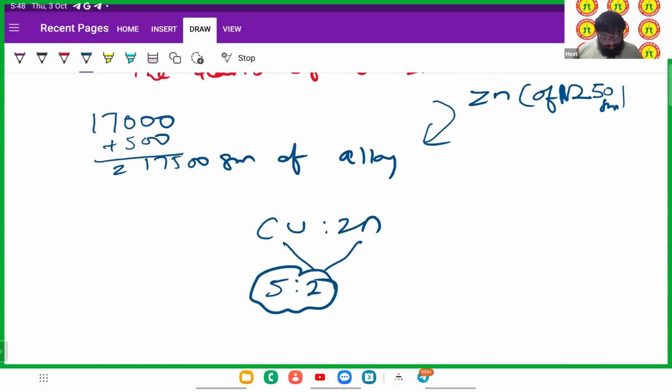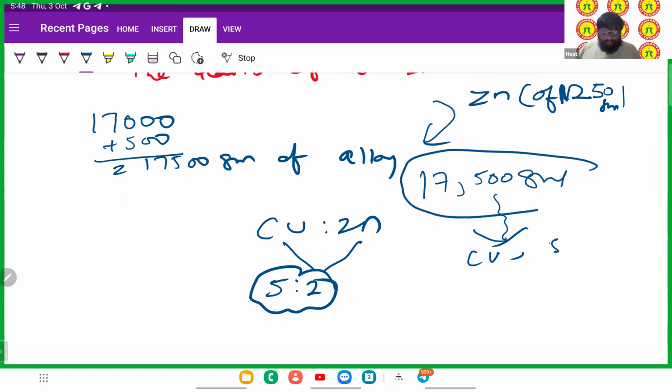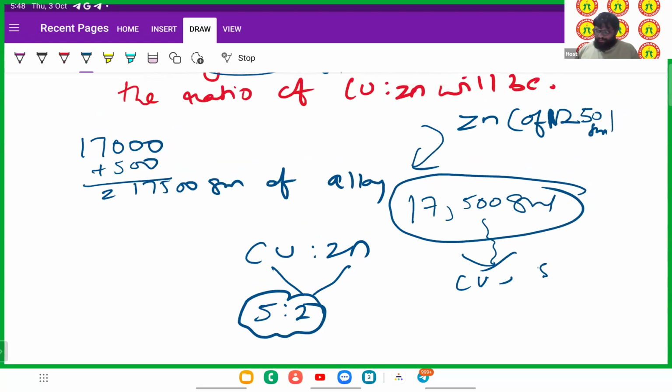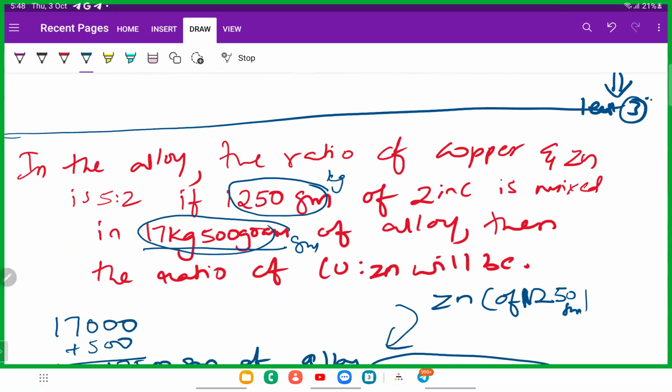So here, if you see, we have 17,500 grams. How much is copper here, and how much is zinc? We need to find that out. So this is the total, right? Are you getting my point?